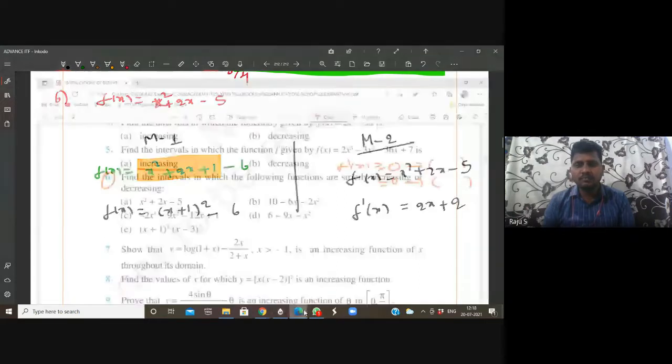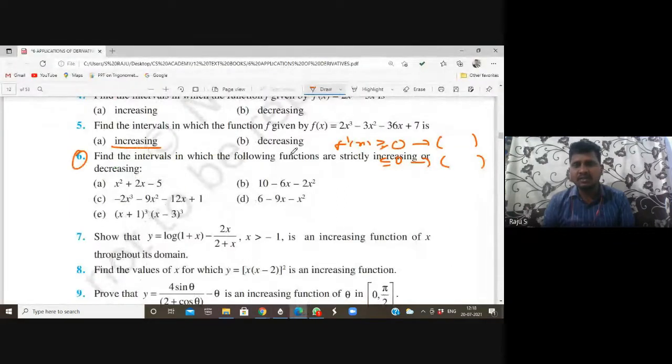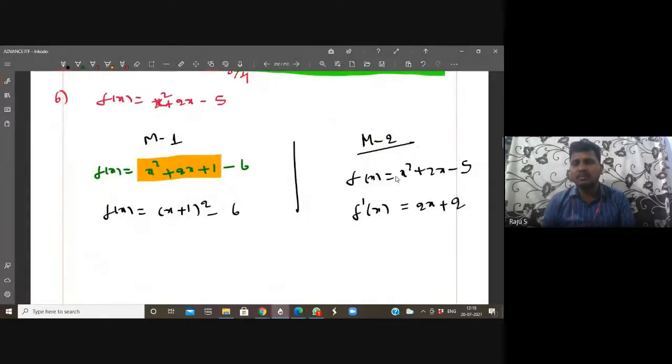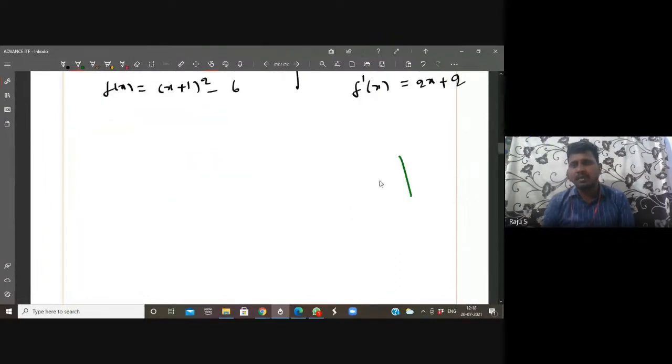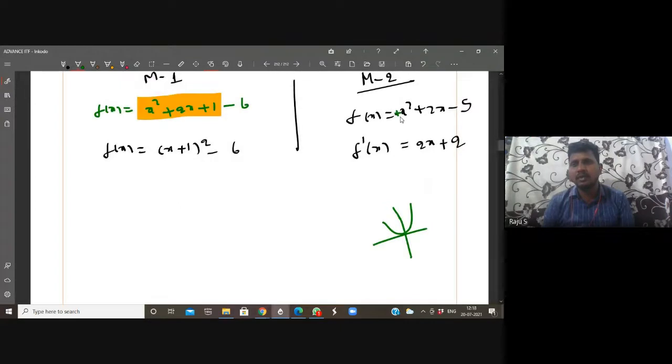2x plus 2. The question here: find the interval in which the function is strictly increasing or decreasing. Here the x square coefficient is positive, so this quadratic represents a parabola. The parabola is U-shaped. Whenever the x square coefficient is positive, it opens upwards, nothing but it is increasing.